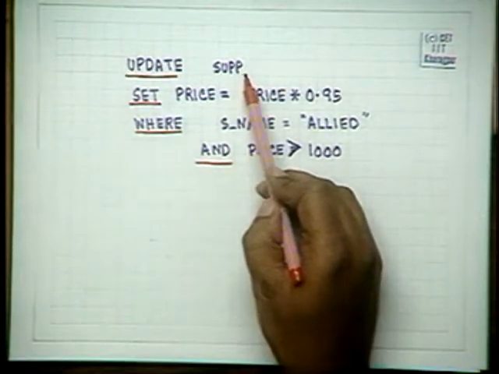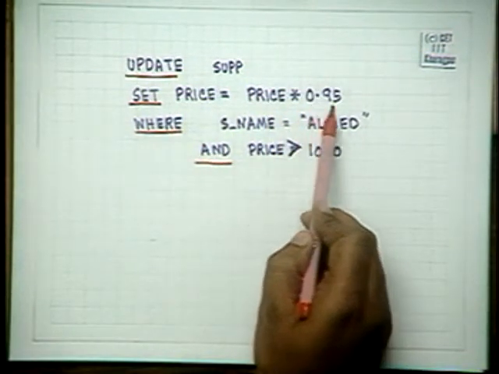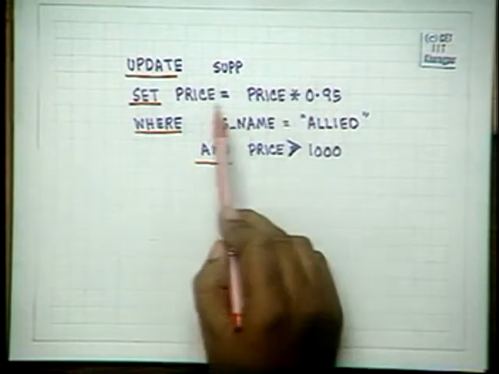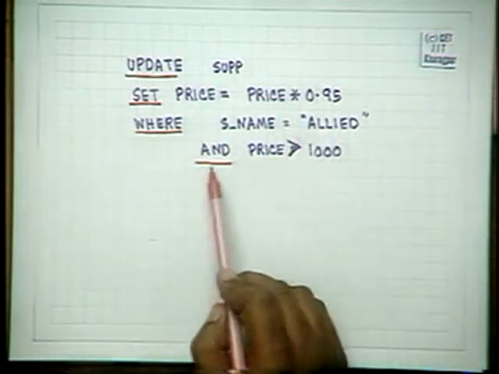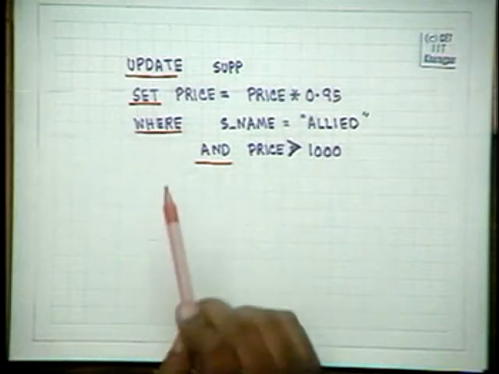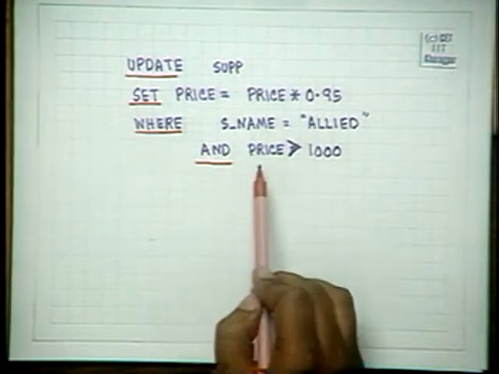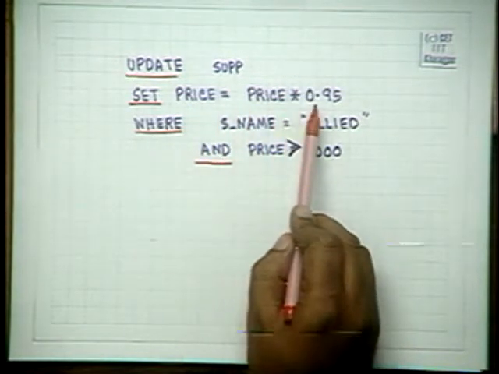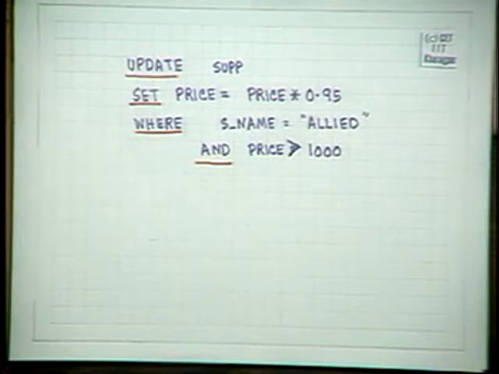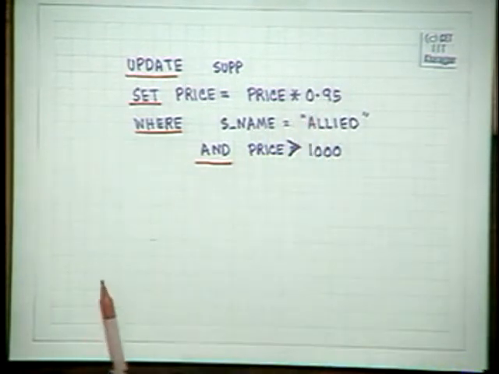Update the sup relation and set price equal to price * 0.95. So it gives you a where sname is allied and price is greater than 1000. So in all the tuples in sup where sname is equal to allied and price is greater than 1000, the price will be modified to price * 0.95. That is, it will be reduced by 5%.